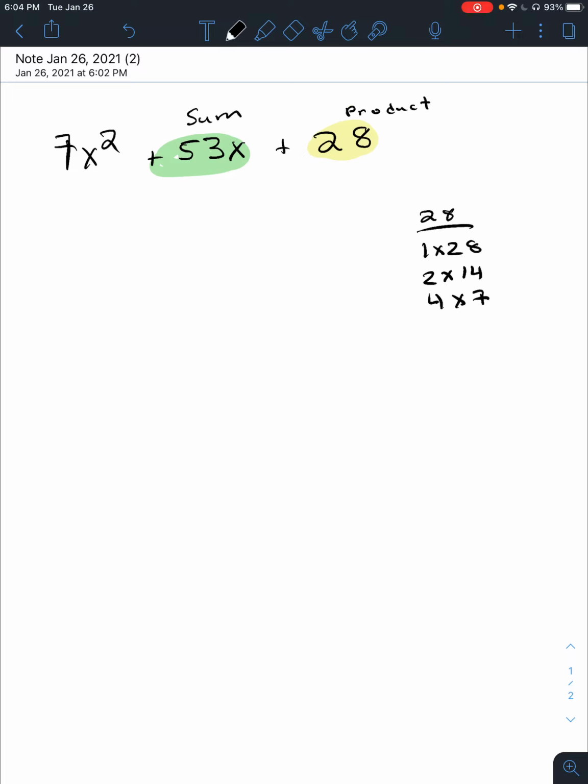However, we know something is different about this question when calculating a sum because of this a value. This a value has an effect on the sum. So what I'm going to do is write my two parentheses, and I'm also going to think about how I can multiply to 7x squared. The nice thing about this is that 7 is a prime number. Since 7 is a prime number, there's only one way to multiply to get it. So that's why I'm going to write a 7x and an x.